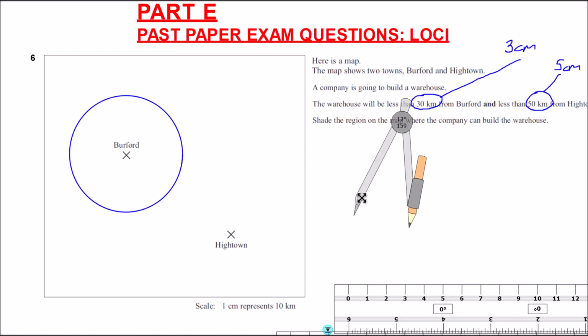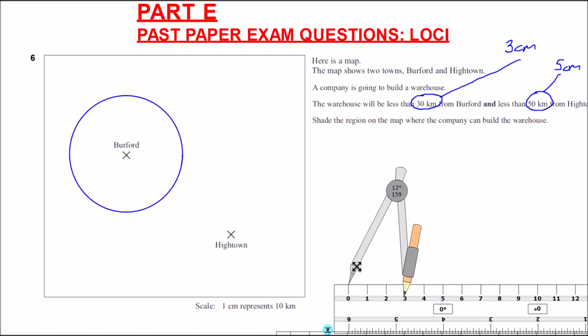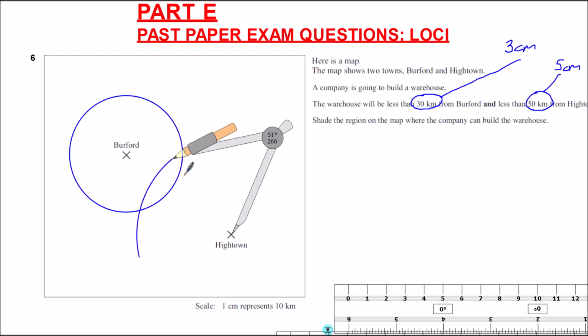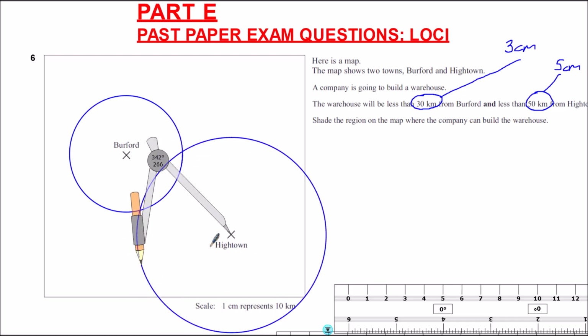However, reading about Hightown, this warehouse also needs to be within 5 centimetres in our case of Hightown. So measure out a compass width of 5 centimetres, and do a big curve all the way around like that.